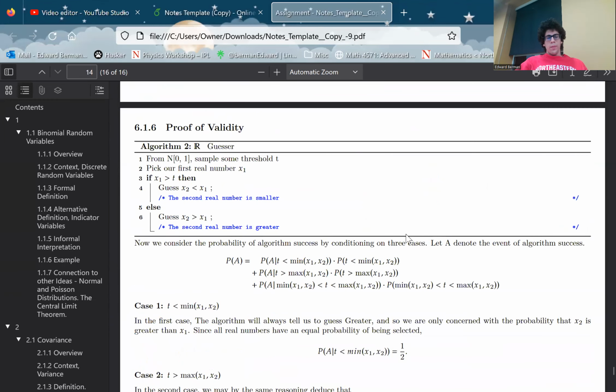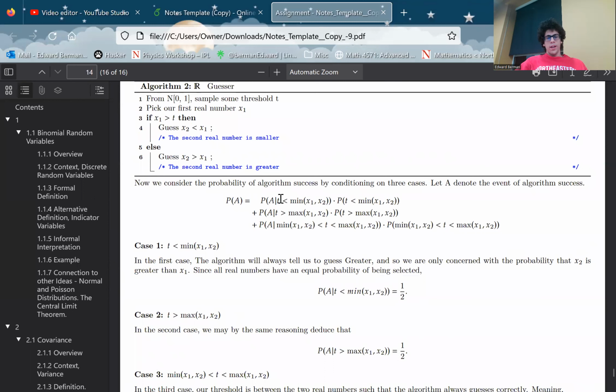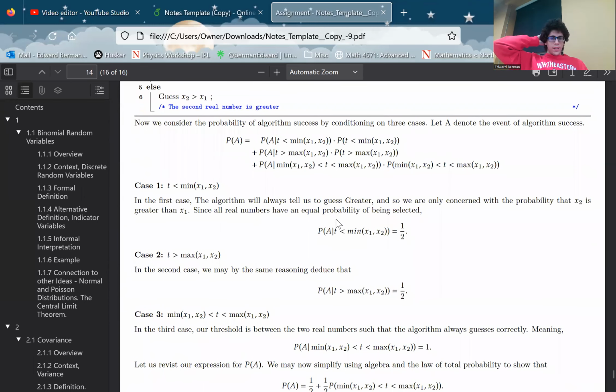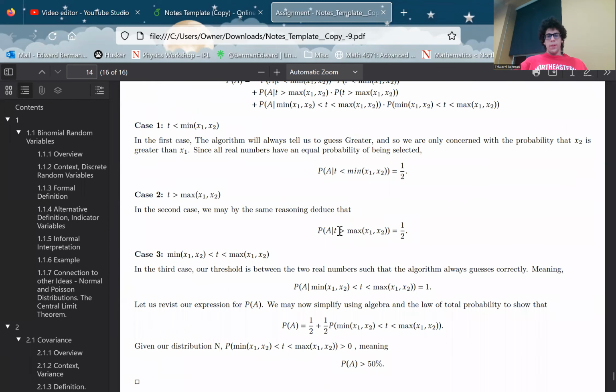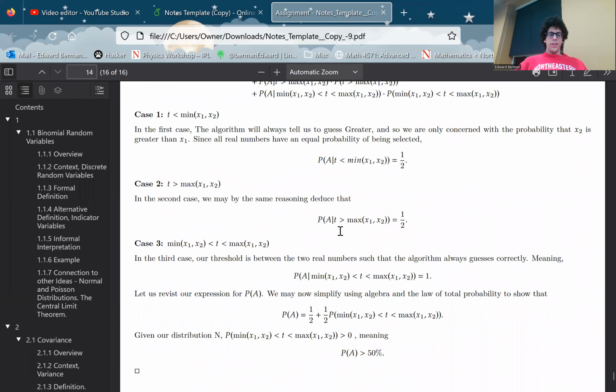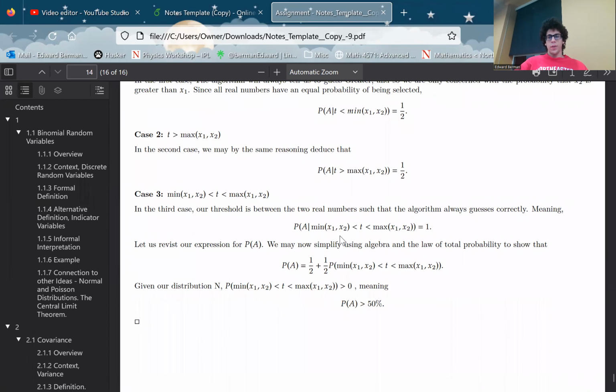So let's do a little bit of a more rigorous proof about why this is true. We have A being the event of algorithm success, and we have the three cases, one where T is less than both of the real numbers, one where it's greater, and one where it's in between. If T is less, then we will have an accuracy of 50% because the algorithm will always tell it to pick greater, and that will have a 50% chance of being true. We can say a similar thing for T being above both of them. But if it's in between, then we'll have a 100% chance of winning.